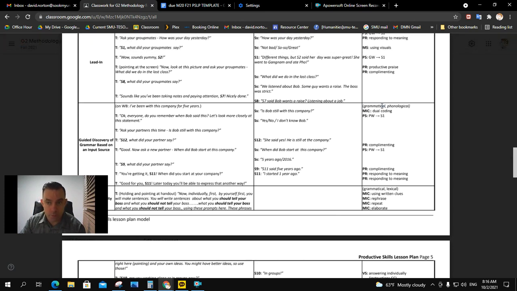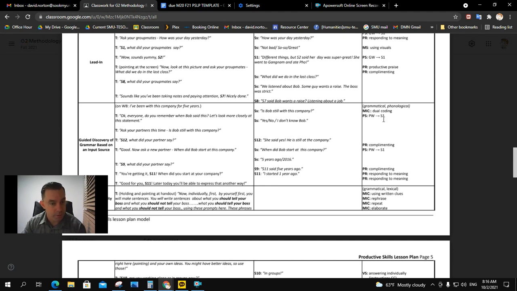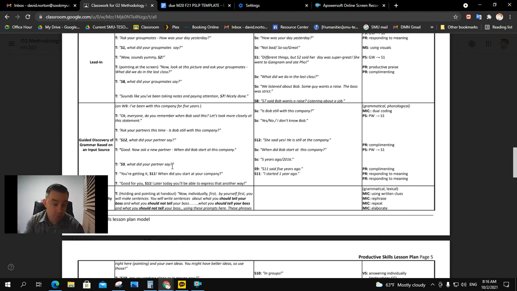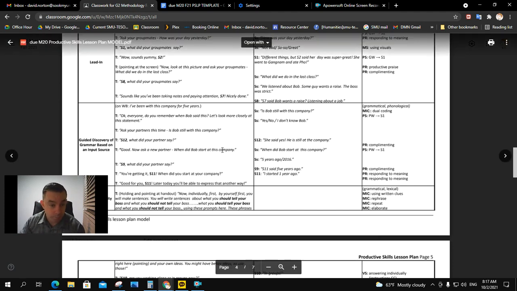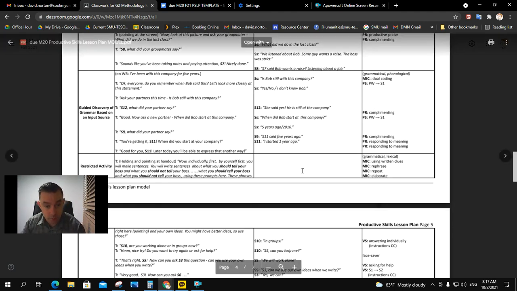And again, the systems I'm focused on here are obviously the grammatical system, because this is guided discovery of grammar. If you didn't have a grammatical system here, it would be a little strange, because that's the primary focus. Now I also have phonological, because as students are asking these questions or repeating the grammar, there's going to be intonation there, which I could have modeled, for example, but I didn't take a significant phonology focus here. I just know that in these moments, phonology is going to be happening.